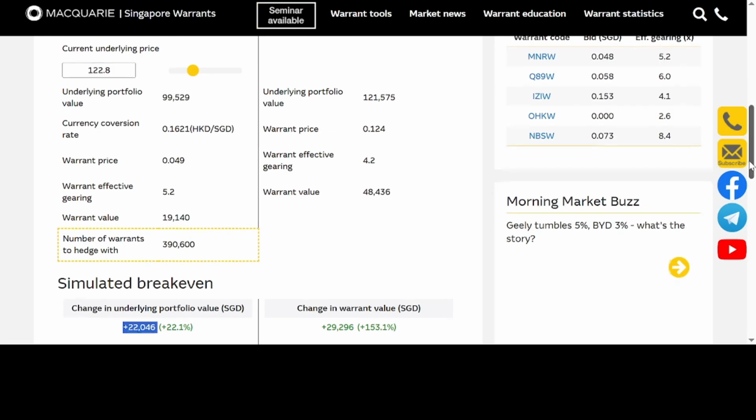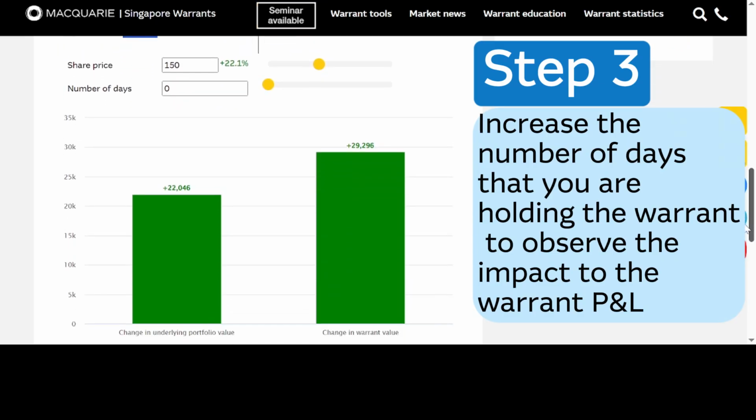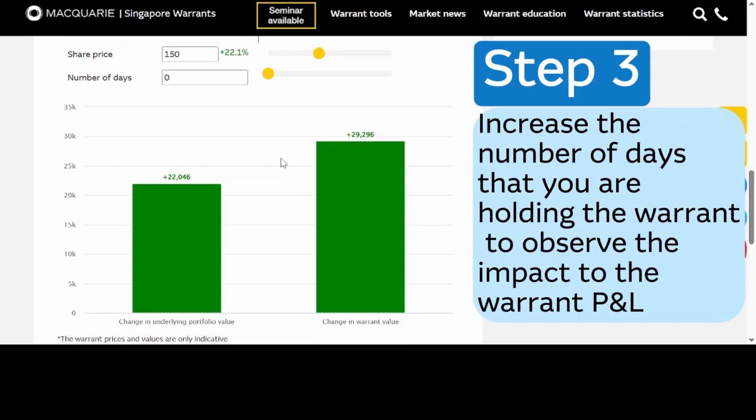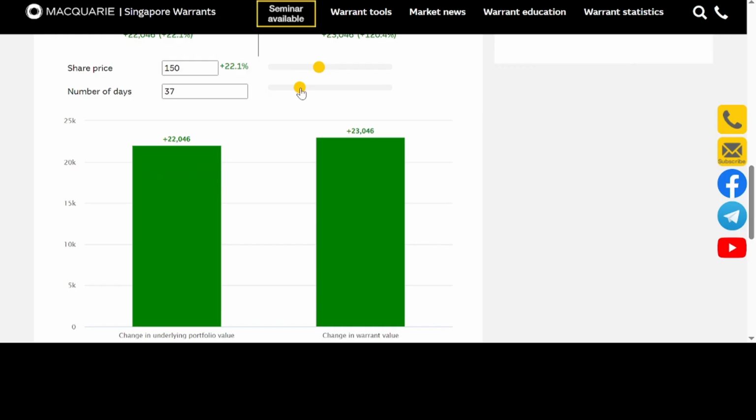What about for warrants? To find out, step 3, increase the number of days that you are holding on to the call warrant to observe the impact to the warrant P&L. Increase it to the point where the positive gains from the warrant position equals the dollar gains in the shareholding position. You will then derive the maximum number of days to maintain this call position.